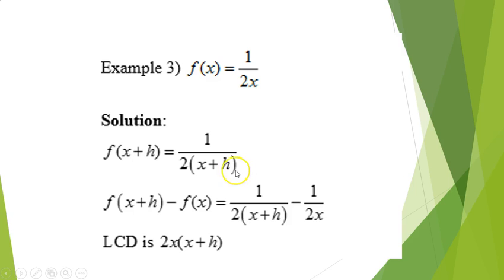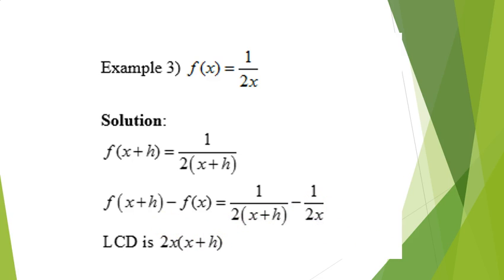In this case, it's not useful to multiply out with a distributive property because of the way subtraction of fractions works. The numerator is going to be f of x plus h minus f of x. That's this expression minus this expression. They do not have a common denominator. We have to get a common denominator. The lowest common denominator is 2 times x plus h times x.